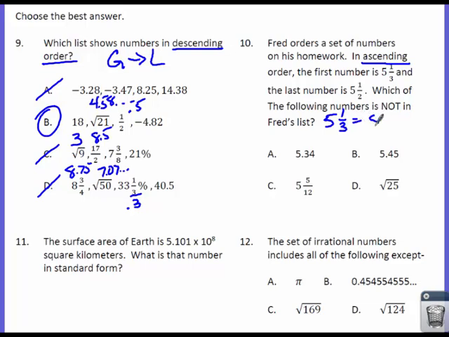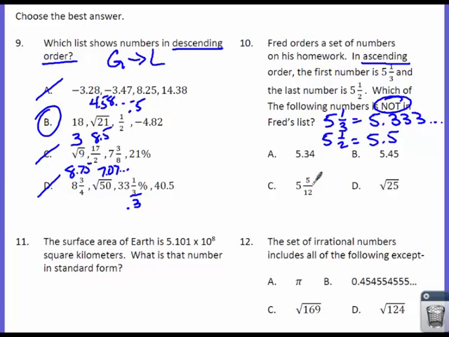Well, 5 1/3 is 5.3 with a bar, or 5.33, and it just keeps going. Okay, and then we've got 5 1/2, which is the same thing as 5.5. So I'm looking for numbers that are between 5.3333 and 5.5, but I want to know which one is not part of that. Well, 5.34, that's just barely inside there, but it is. Okay, 5.45, it is definitely, because it's in between the 3 and the 5.